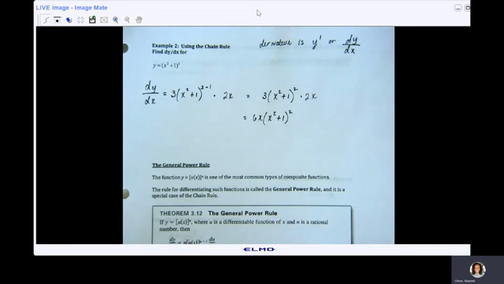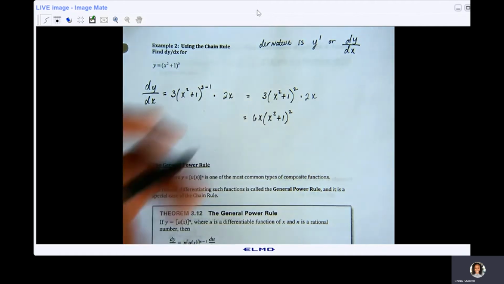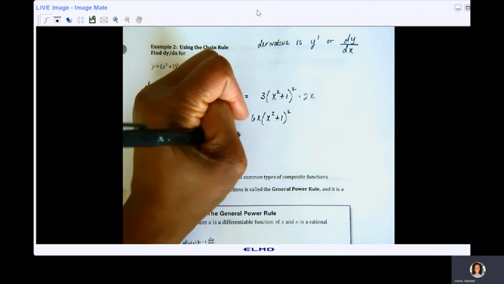Could I leave it like that? I see no reason why, unless they specifically say multiply or simplify all the way out or something to that effect. But that is the answer. But could I go further and simplify it? Sure.